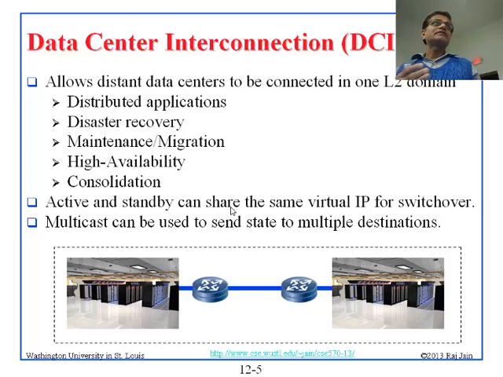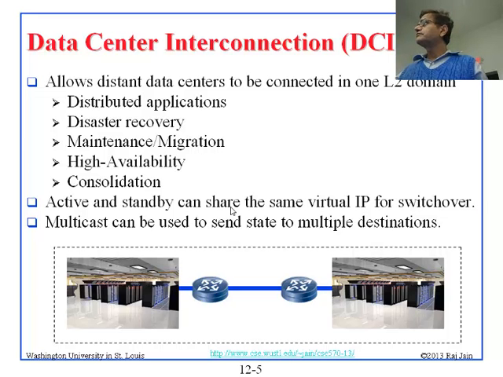Everyone understands that, right? So everybody understands now that same L2 domain means one Ethernet, so that you can move anywhere. And this can be used for disaster recovery, for maintenance or migration, for high availability, for consolidation, whatever reason you have 2 data centers, and so you need to be able to make one Ethernet out of them.